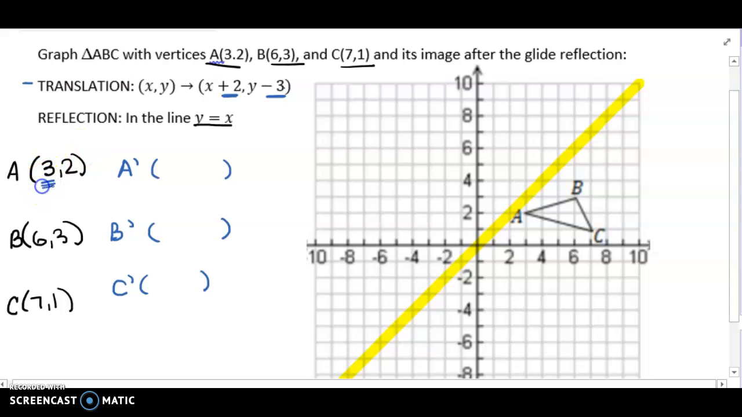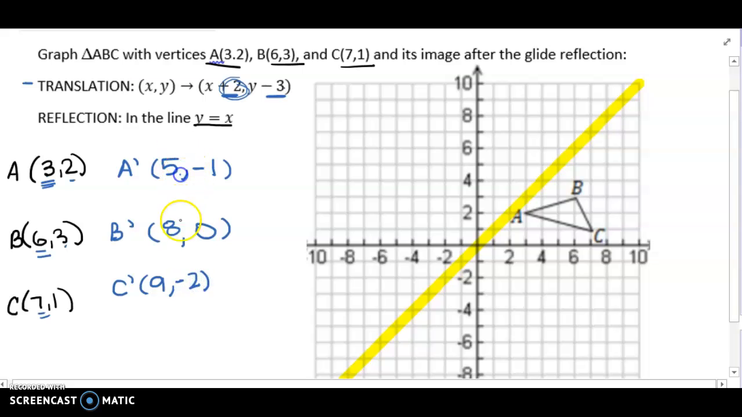So if I start with my x, 3 plus 2 is 5, 6 plus 2 is 8, and 7 plus 2 is 9. Okay, so those are my x coordinates of my A prime, B prime, and C prime. And now I'm going to subtract 3 from every y coordinate. So 2 minus 3 is -1, 3 minus 3 is 0, and 1 minus 3 is -2.